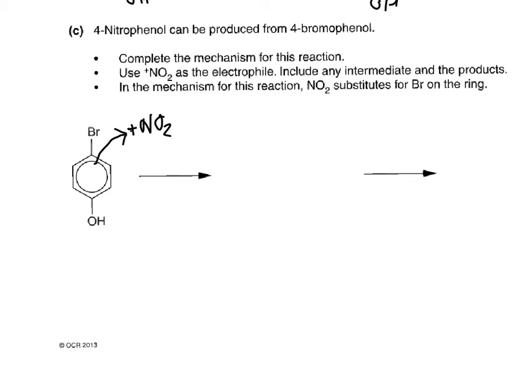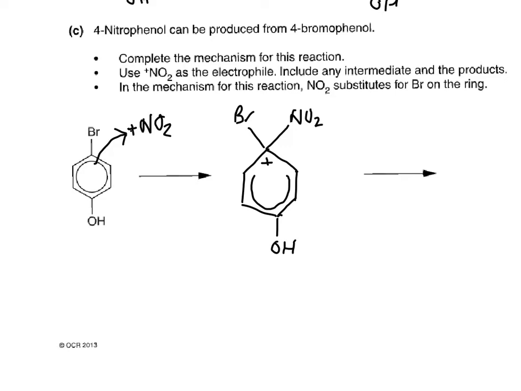Right, so 1 mark for a double-headed arrow from the ring to the electrophile. That gives us this intermediate. Excuse my wonky writing. Now, the ring has broken at the top here, so that's where the plus sign is. This half circle must cover at least half of the ring.